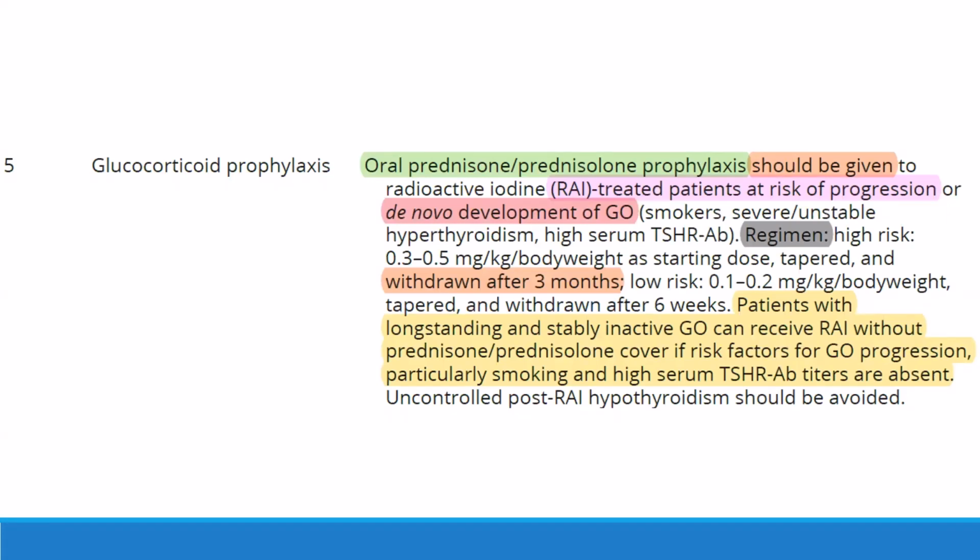For the high-risk patient, we give 0.3 to 0.5 milligram per kilogram body weight as a starting dose, tapering this dose within 3 months. But if the patient is low risk, we start with a smaller dose, 0.1 to 0.2 milligram per kilogram prednisone or prednisolone, tapered and withdrawn after 6 weeks. So this is very important if we give prophylactic oral prednisone or prednisolone to the patient before receiving radioactive iodine ablation.